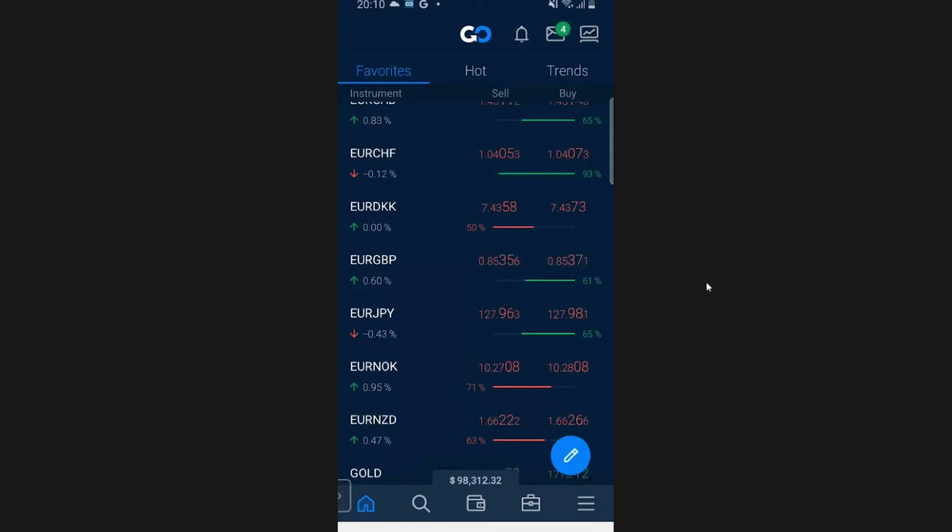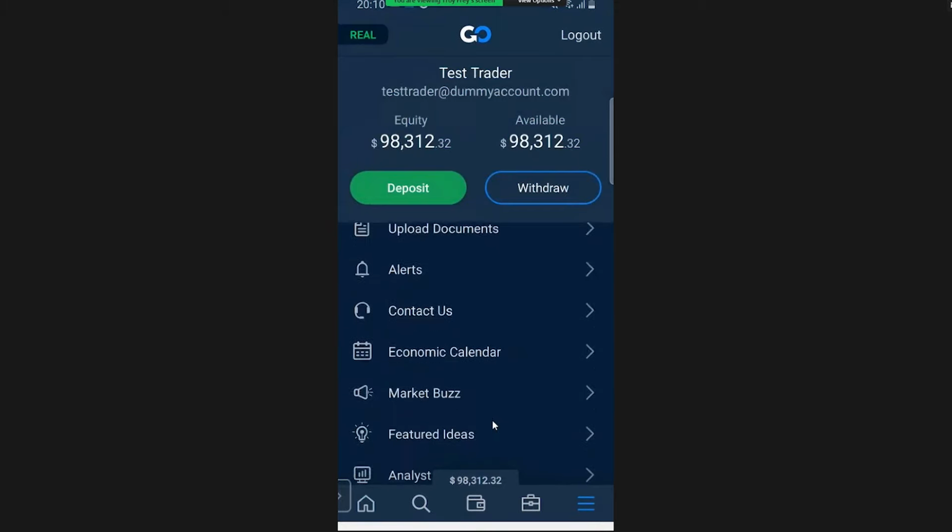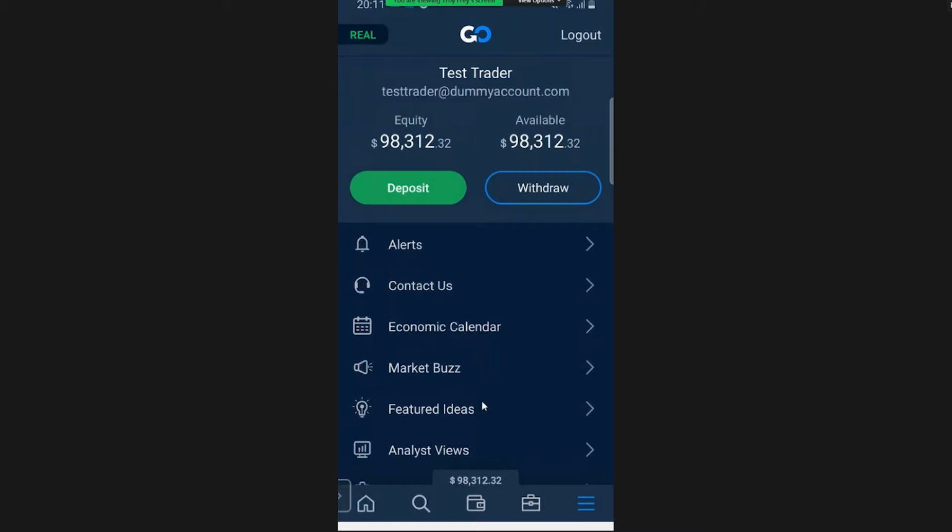Now, one thing I like to use is the feature that if you tap this tab down here on the lower right, and then scroll down a little bit, you'll see market buzz, Forex featured ideas, analyst views. These featured ideas and analyst views give you free signals. The technical analysis is done for you.